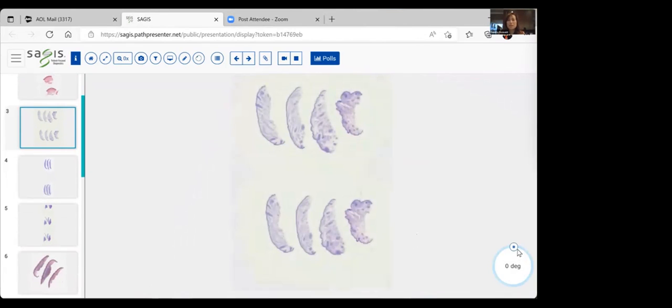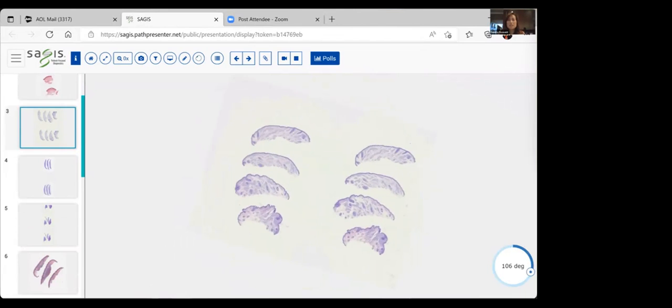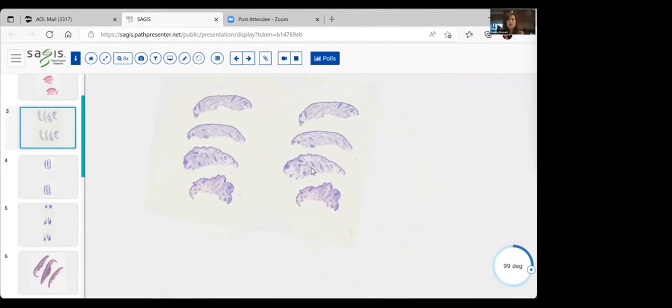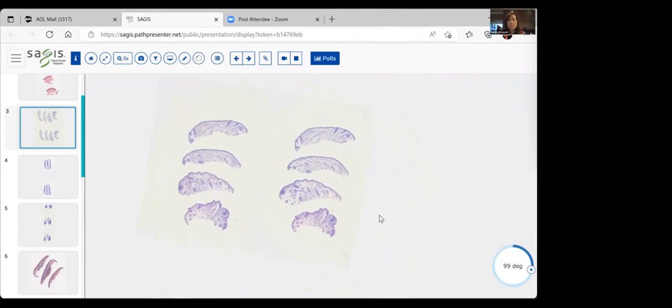Let's go to slide 3. I'm going to go to this slide, I believe, right here. I'm going to put this one front and center. This is a very nice example of this entity.